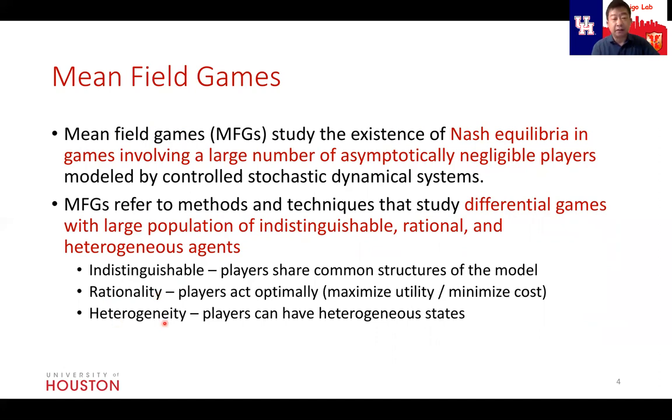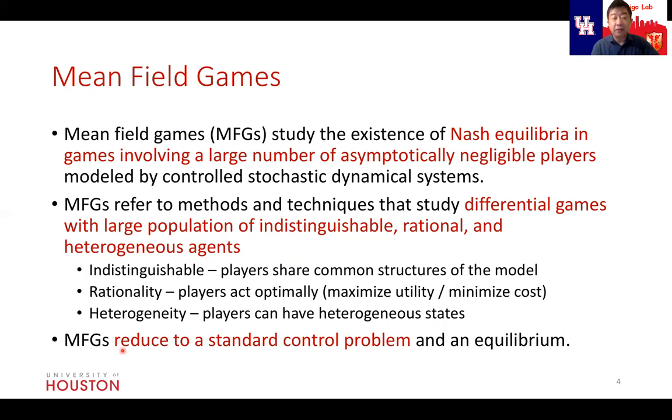And the heterogeneous, which means those small players might be in different states. For example, for a school of fish, some of them may swim this way, some of them may swim that way, but their states might not necessarily be the same. And then the mean field game reduces to a standard control problem.